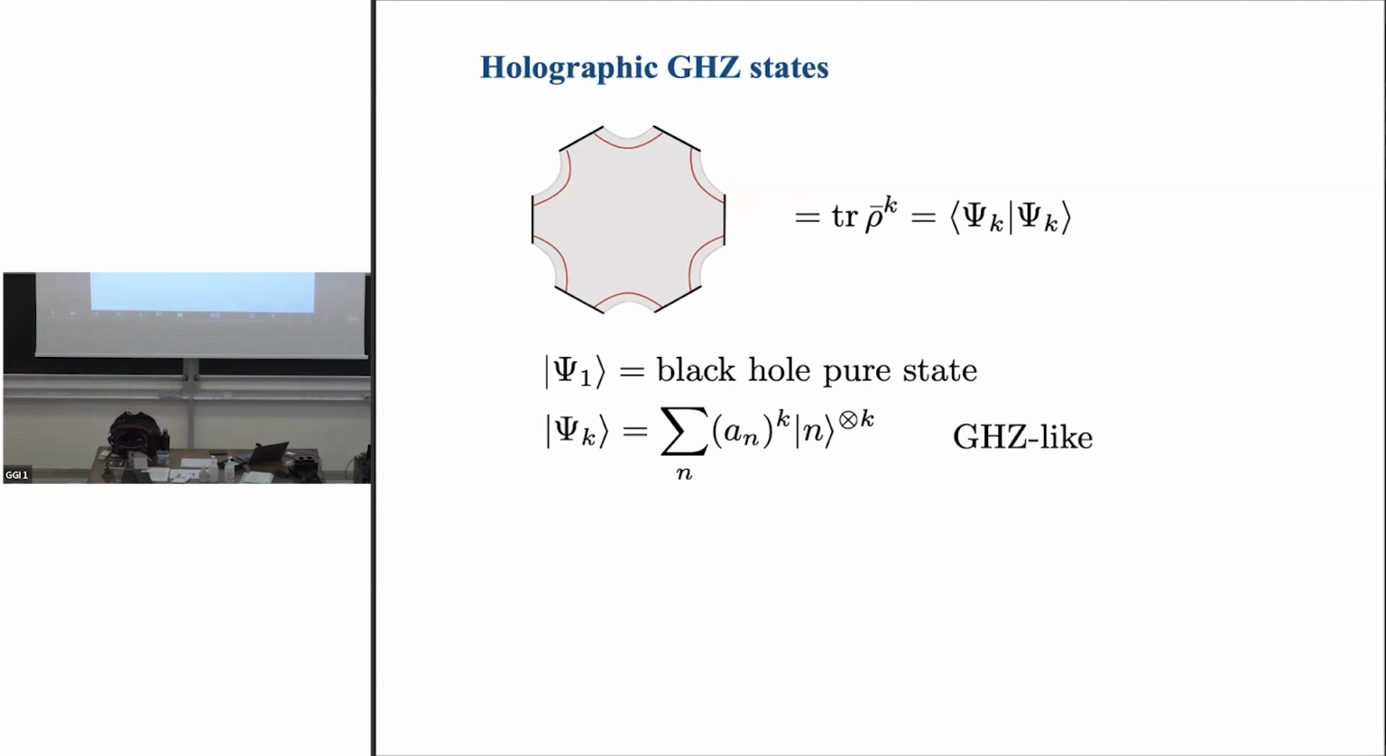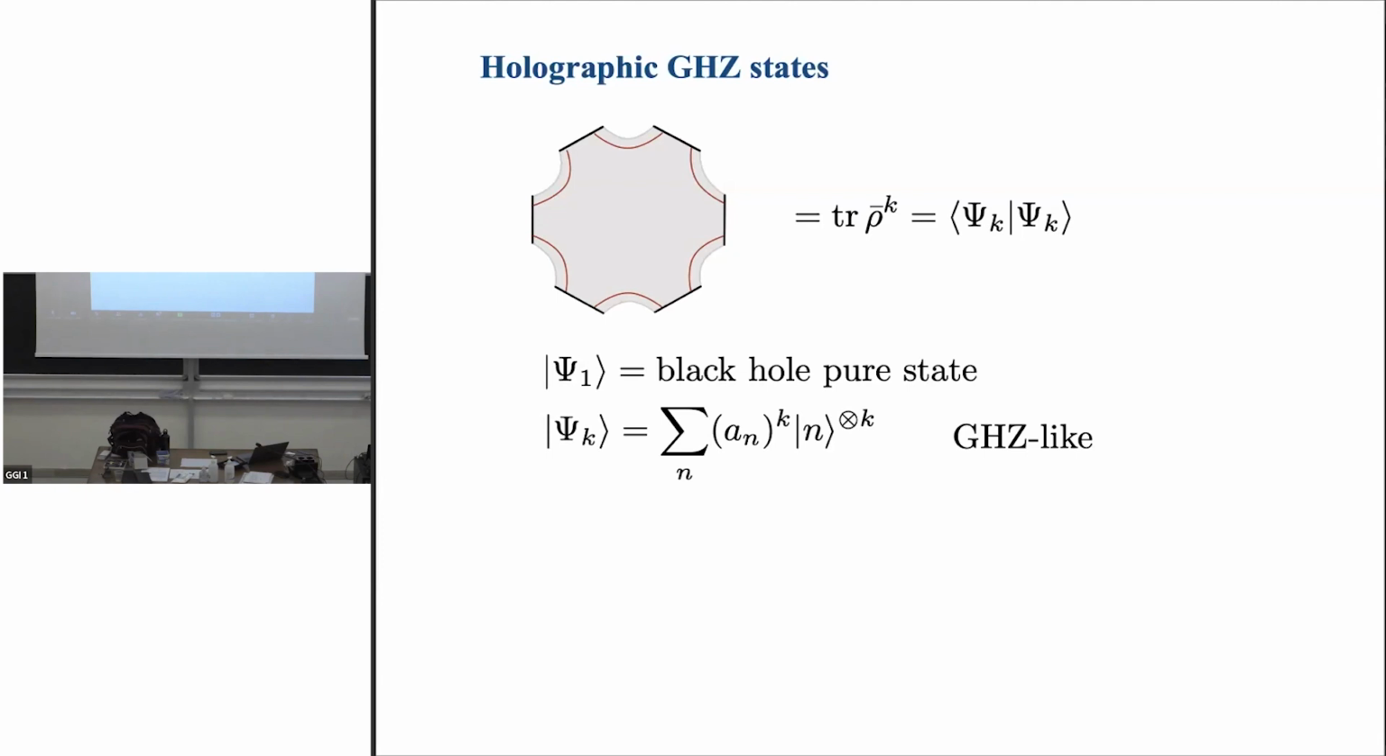What I mean by a GHZ-like state is the following. You start with a black hole pure state, call that psi1 for single copy, and then construct a tensor product state with K copies, which you get just by raising the coefficients to the K. It's called GHZ-like because a GHZ state in quantum mechanics would just not have this coefficient here. That's the definition of a GHZ state. And this has some weighting function, so I call it GHZ-like.